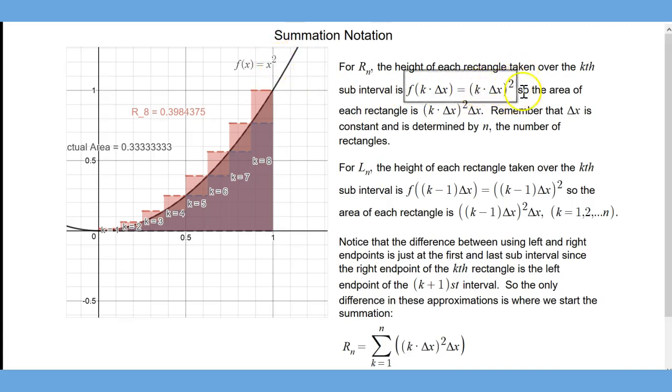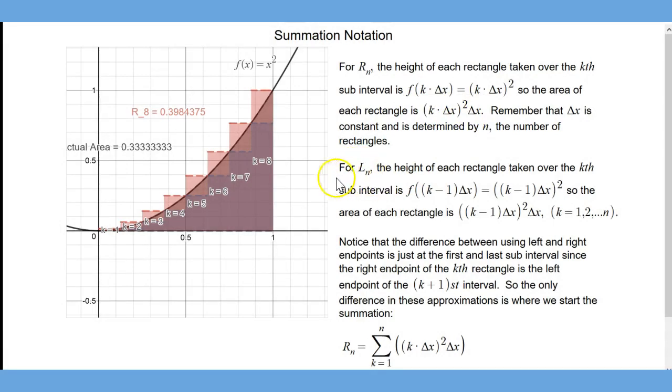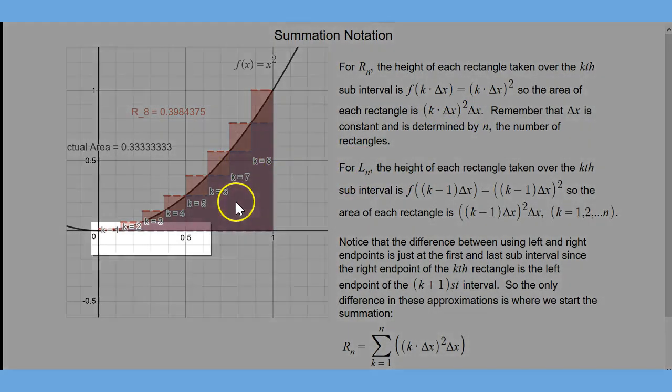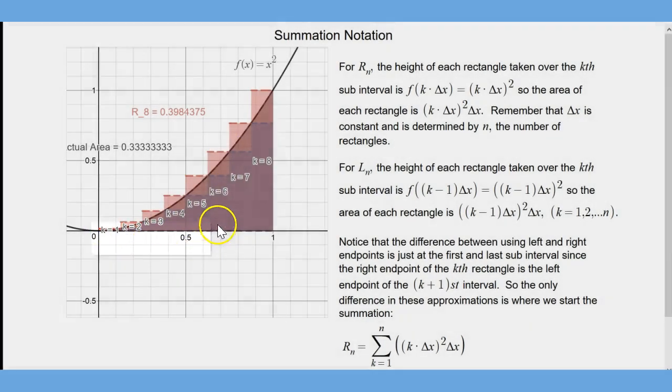So this is always going to be my height for the kth rectangle, and this is going to be the area of the kth rectangle. Likewise, if I'm doing the left endpoints, my kth rectangle is k minus 1. I'm taking it from the left endpoint, so it's k minus 1 delta x units from the origin is that value on my function. So that's my height. I can denote the height of the kth rectangle as k minus 1 times delta x, squared. And then the area of that rectangle, I just multiply by the width, which is delta x.